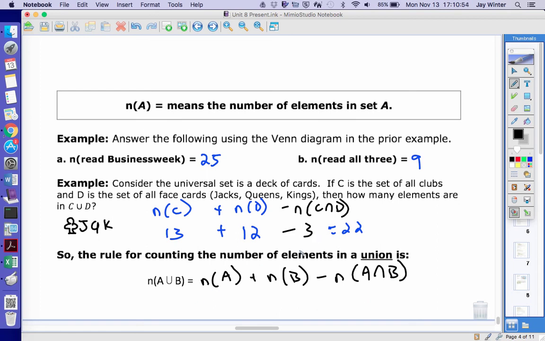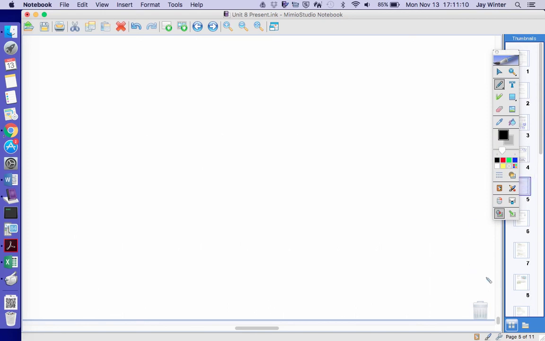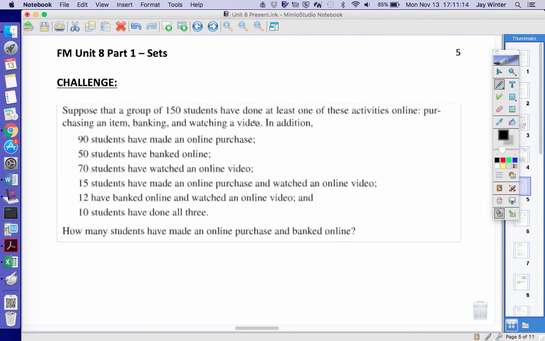If you were to physically get out a deck of cards and say, okay, I want all the clubs and I want all the face cards, you would see that there are 3 cards that fit both categories very easily. And sharing them is not necessarily an option here. That's why we get only 22. Okay, so hopefully that is a good introduction here.